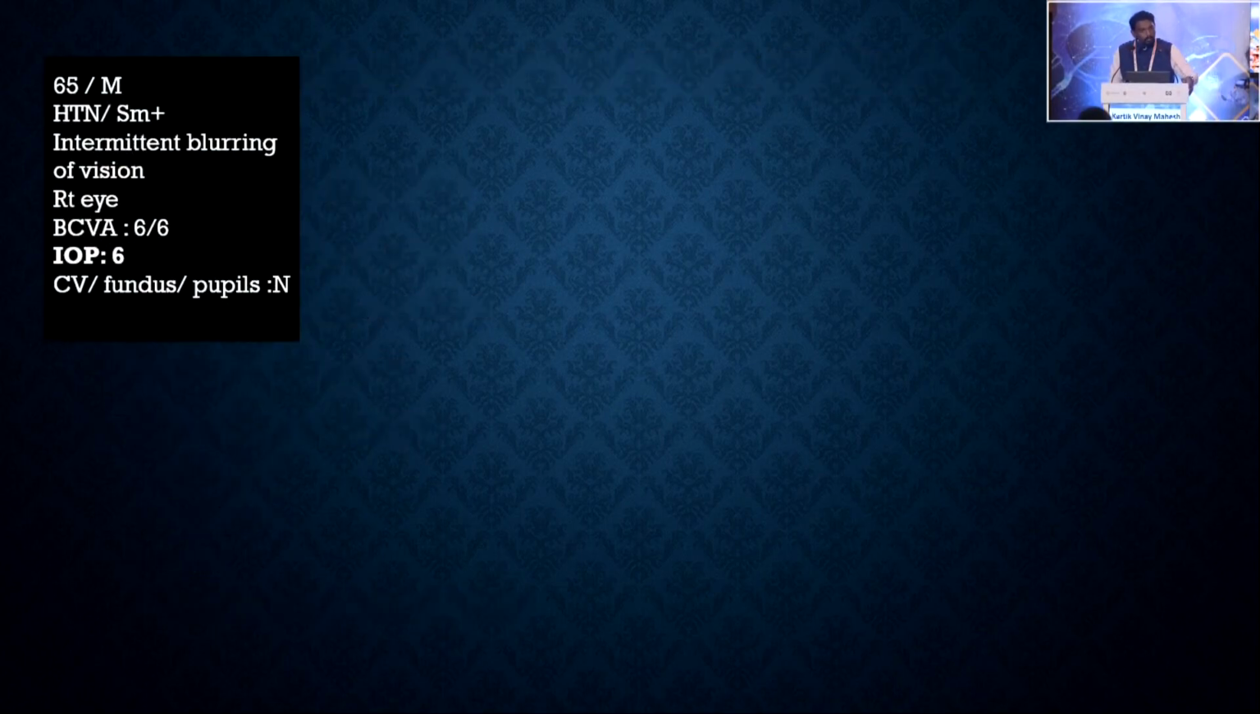So, coming into this first case, you have an elderly male, hypertensive smoker. He comes with intermittent blurring of vision in the right eye. When you see him in the OPD, you say vision is normal, 6/6. The fundus, the best corrected visual acuity, pupils, everything is normal. You send him to the ophthalmologist, so please let us see what is there.